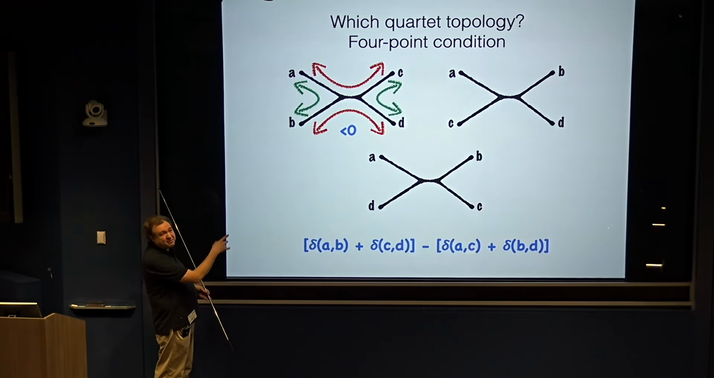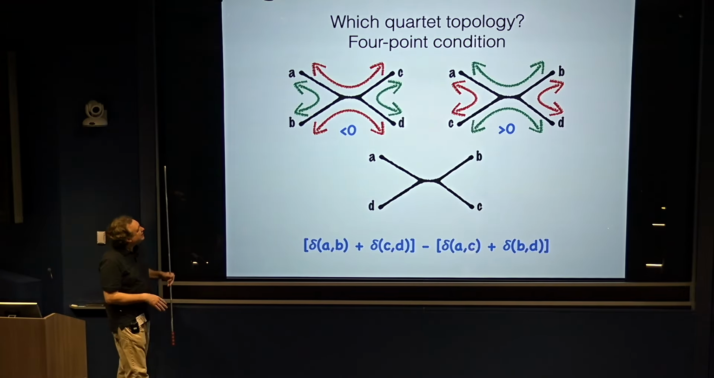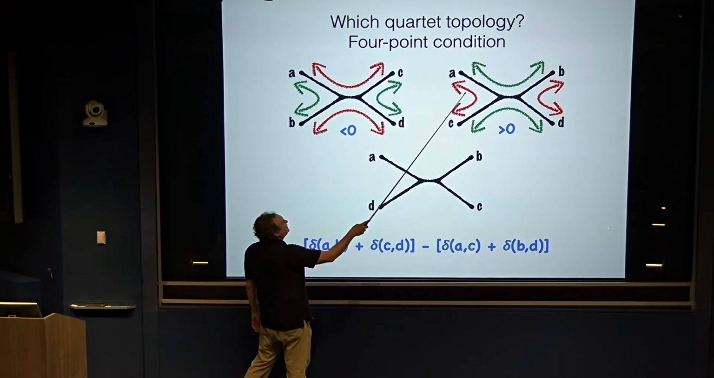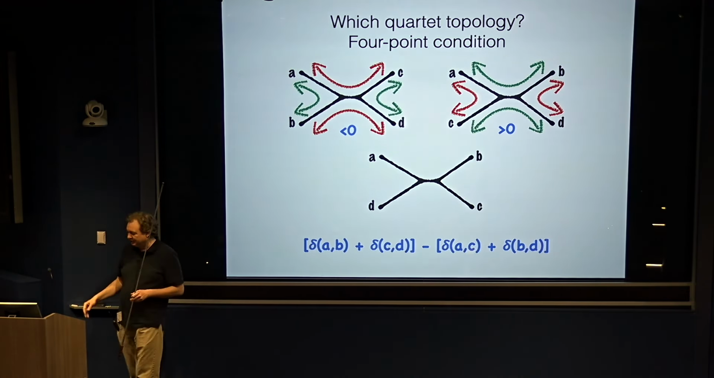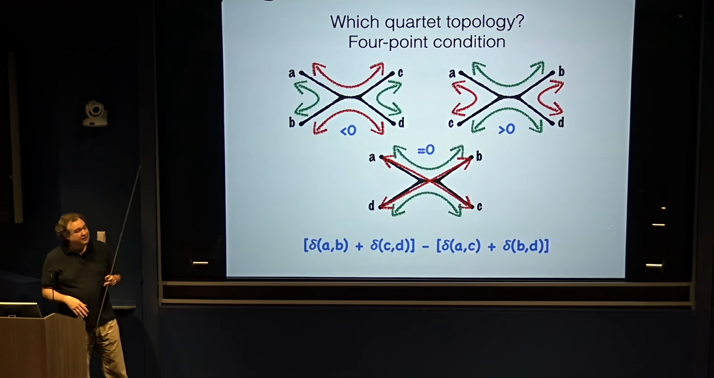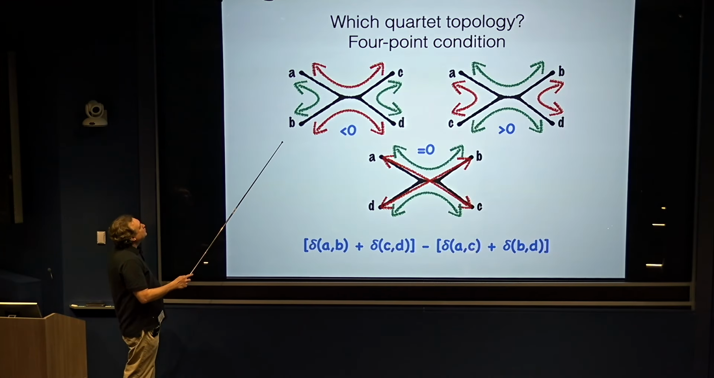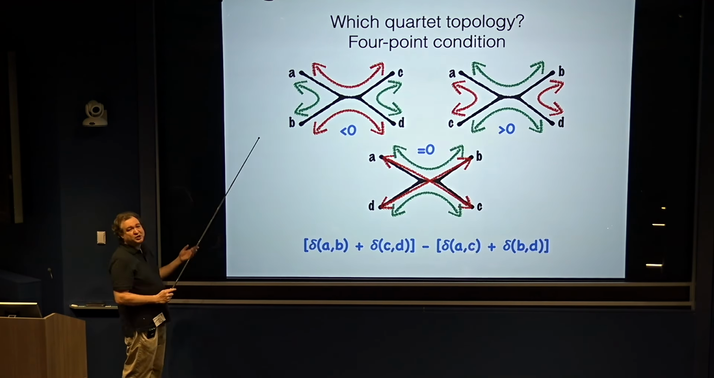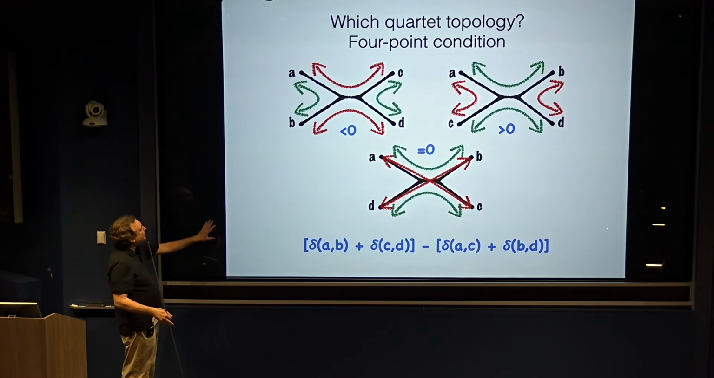And now if you try the same thing on the other ones, this one is going to give you something positive. Again, if you just do the cancellations, you'll see what happens. You get sort of twice the length of that middle edge at the end. Or if you do it on this one, you get 0. So in other words, if I give you a tree metric on 4 leaves, you can figure out just by seeing whether this is positive, negative, or equal to 0, which tree it actually came from, which leaf-labeled tree it actually came from. Now, this is what happens if you have 4 leaves.